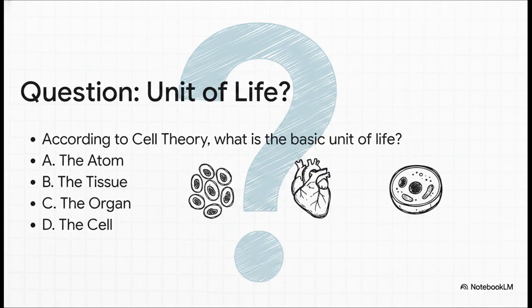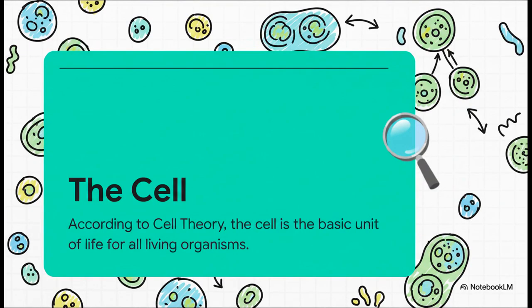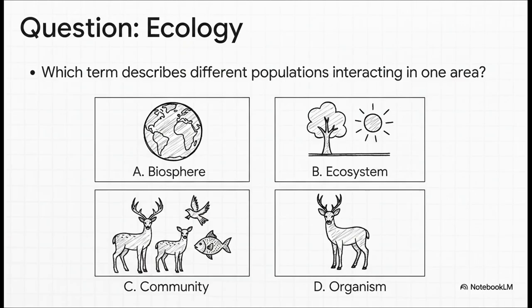Take a second, lock in your answer. If you picked D, the cell, you're spot on. This is one of those ideas that is just the bedrock of all biology. Cell theory tells us everything that's alive is made of cells, and that cells only come from other cells. It's literally the line between what's living and what's not. Definitely a crucial point for your exam. All right, let's keep it moving.